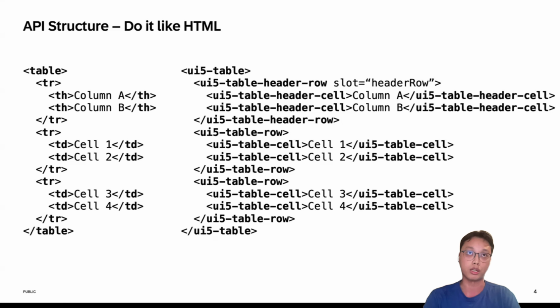So instead of having table columns, we have table header rows now and table header cells. This allows us to be a lot more flexible. For example, in future, we could add multi-level headers and stuff like that.